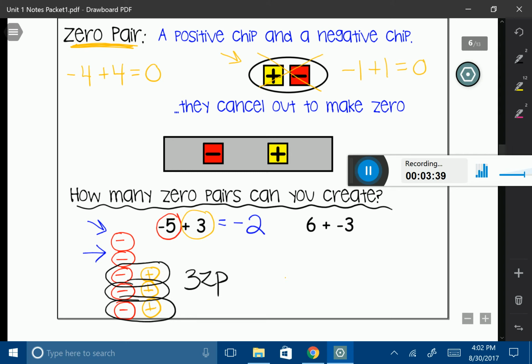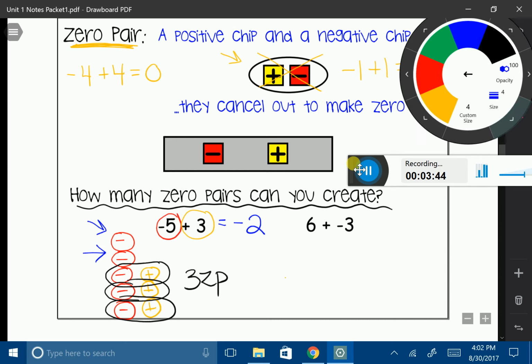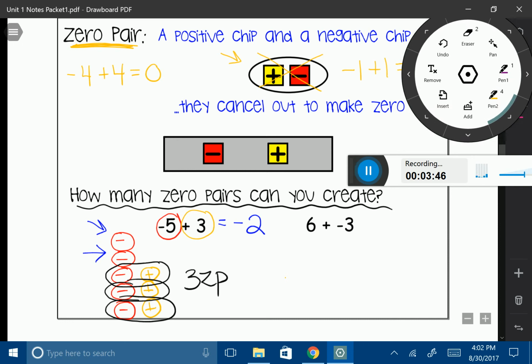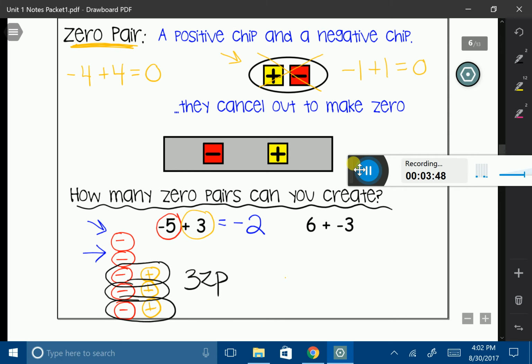Okay, let's try another one. 6 plus -3. All right, I'm going to start with my positive, which is my yellow. So I'm going to go ahead and draw myself 6 positive chips. Okay, there they are. So that represents my +6. Now, I'm going to add -3.